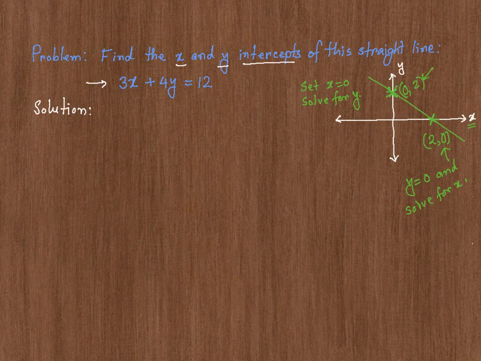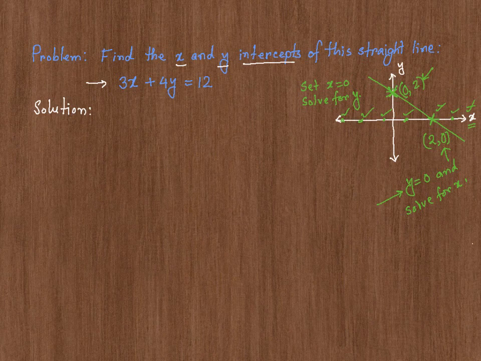Once again, let me summarize this. The x-intercept is going to be anywhere on the x-axis, which means that the y-coordinate, it doesn't matter if this point were to be somewhere here or here or here, doesn't matter where it is on the x-axis. All of these points have y-coordinate 0. So the important thing is to note that to find the x-intercept, we always set y to 0 and solve for x. Similarly, look at the y-intercept, which is this point.